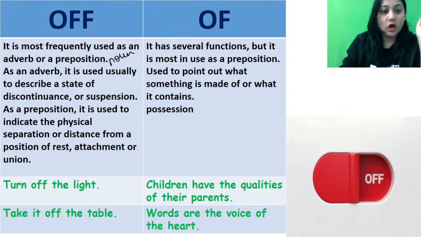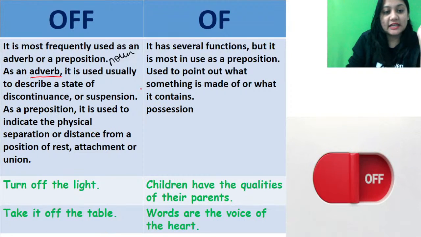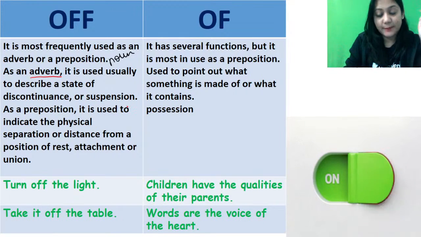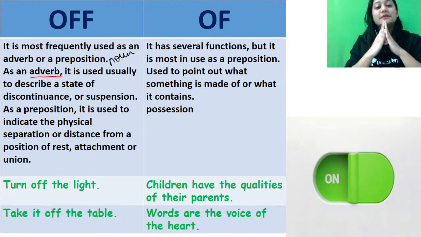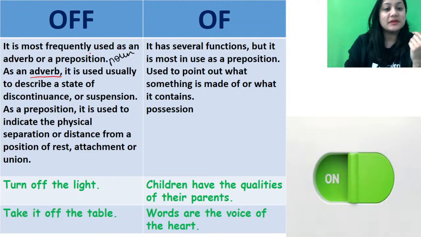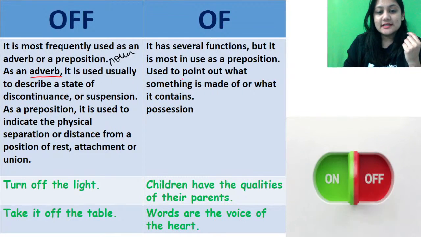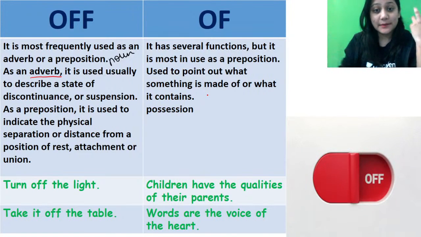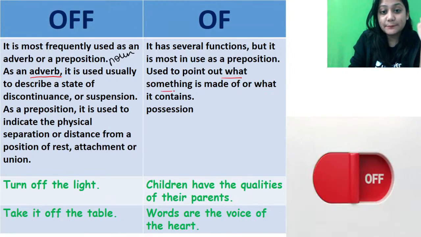Now let's check off as an adverb. Now first we are talking about off as an adverb. It is used usually to describe a state of discontinuance और suspension. तो मैं कोई चीज discontinue कर रही हूं या उसको suspend कर रही हूं, so उस scenario में we are going to use this off. And this of is used to point out what something is made up of or what it contains, कि वो किस चीज का बना हुआ है, what it is made up of, right?